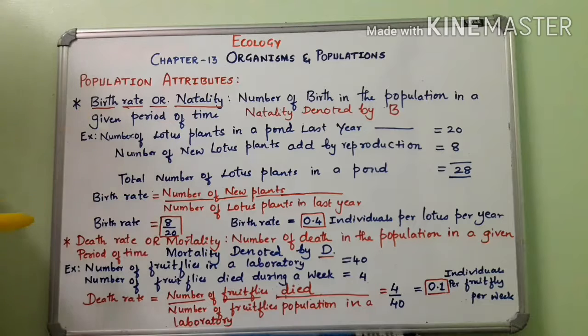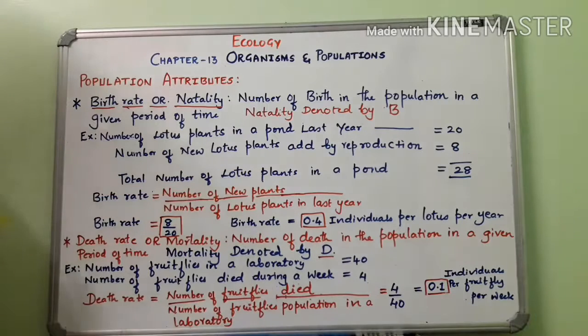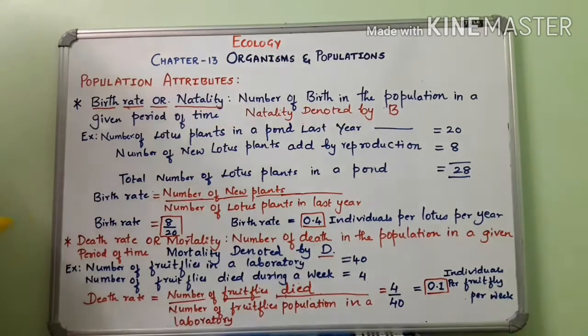Birth rate can be calculated as the number of new plants divided by the number of lotus plants last year. The number of lotus plants last year is 20 and the number of new plants is 8. So birth rate can be calculated as 8 divided by 20. So birth rate is equal to 0.4. Is that clear to all of you?